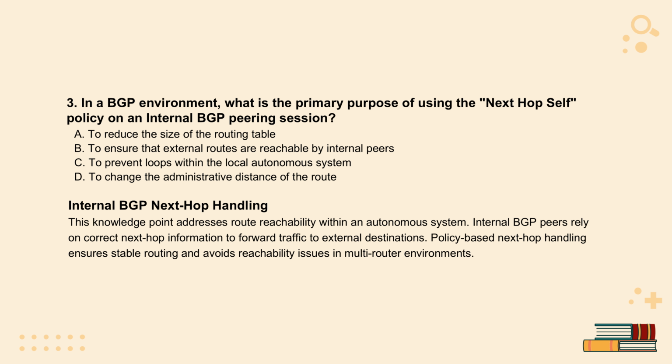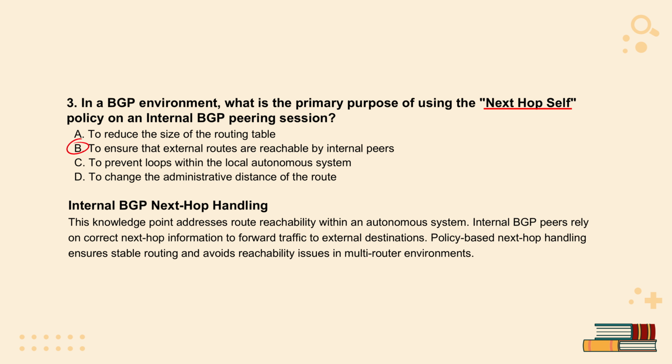Okay, sticking with BGP, there's another question that I think trips people up. Internal BGP, or IBGP, and something called next hop self. The reachability puzzle. This is a stumbling block for almost everyone learning BGP. The question's answer was, to ensure that external routes are reachable by internal peers. Can you break that down? Why wouldn't they be reachable?